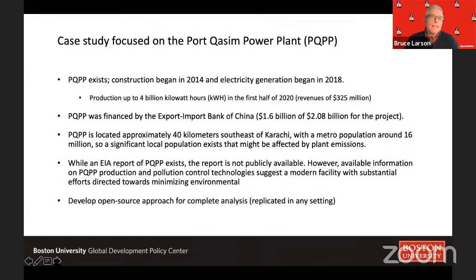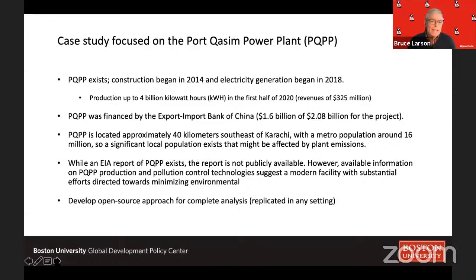So we're going to focus our analysis on a case study of the Port Qasim power plant just outside of Karachi, Pakistan. We focus on this power plant for a few reasons. First, it exists. It was constructed in 2014 and electricity generation began in 2018. The information I could dig up was that they have produced about 4 billion kilowatt hours of electricity in the first half of 2020 with revenues of about 300 million. The power plant was financed largely by the Export-Import Bank of China. It's located about 40 kilometers southeast of Karachi, Pakistan, with a metro population of 16 million or so. So the possibility exists of a large local population that might be affected by plant emissions.